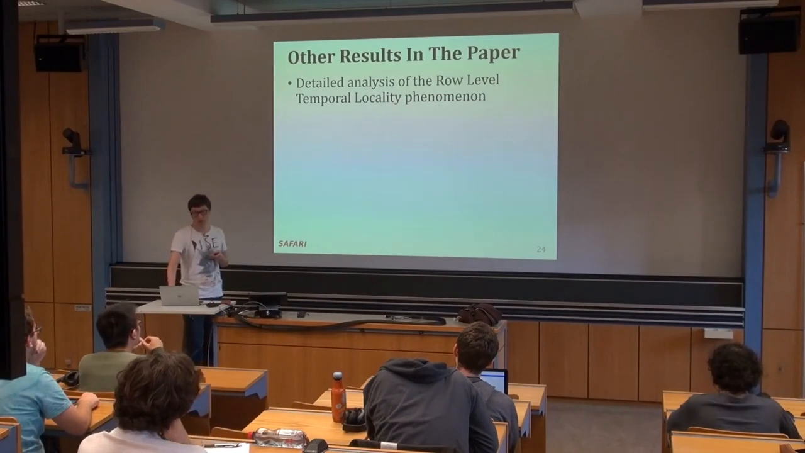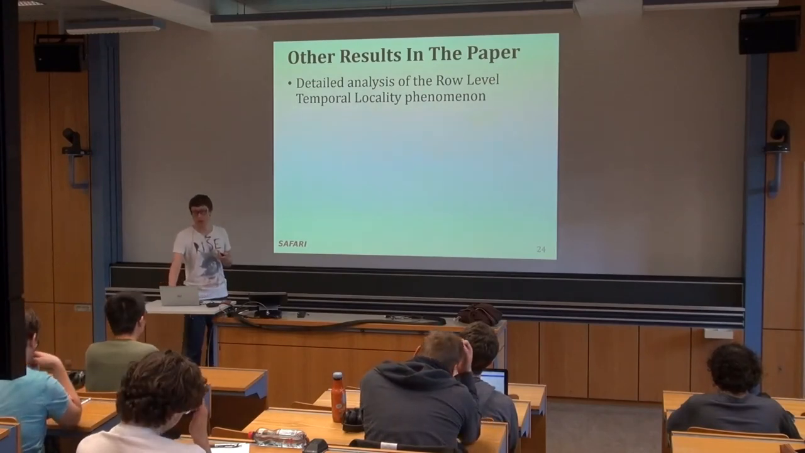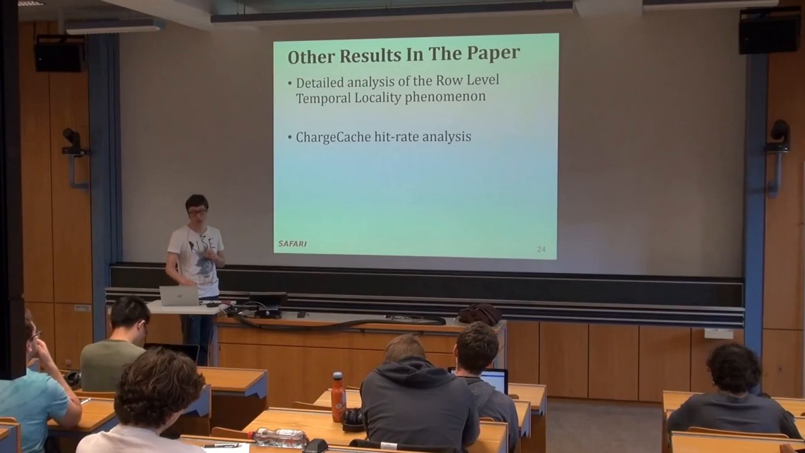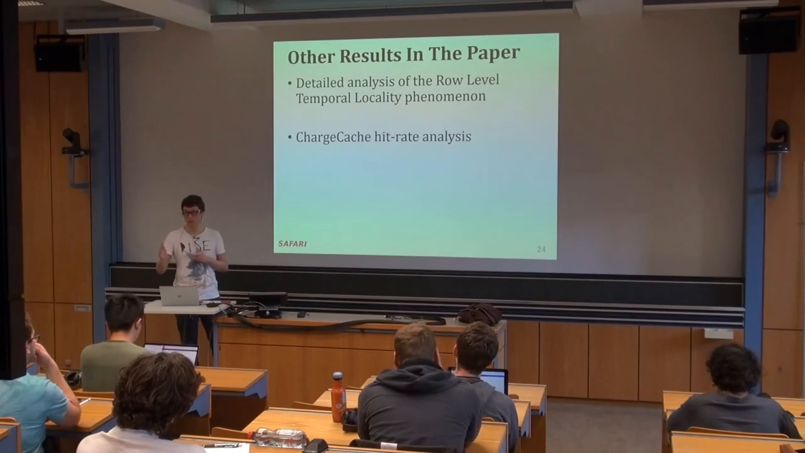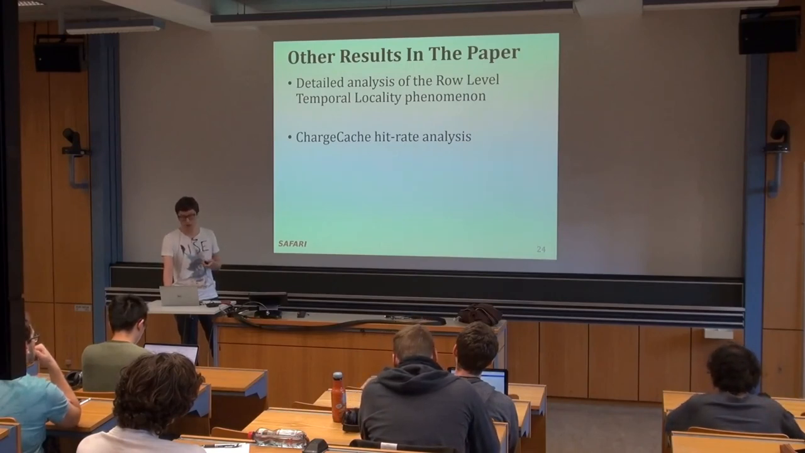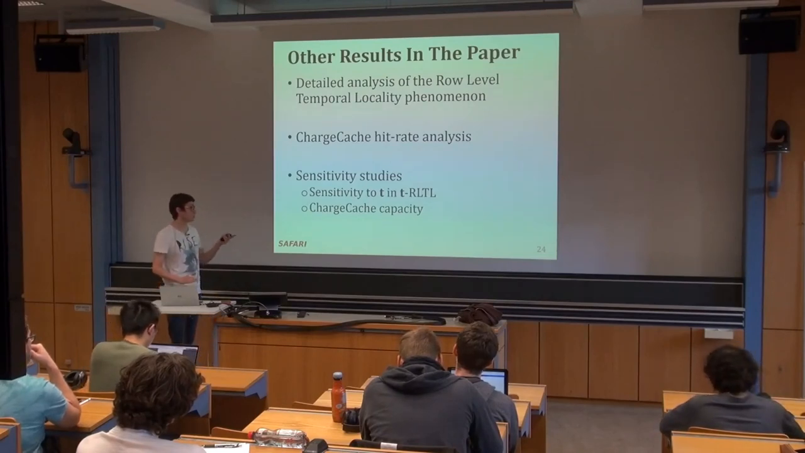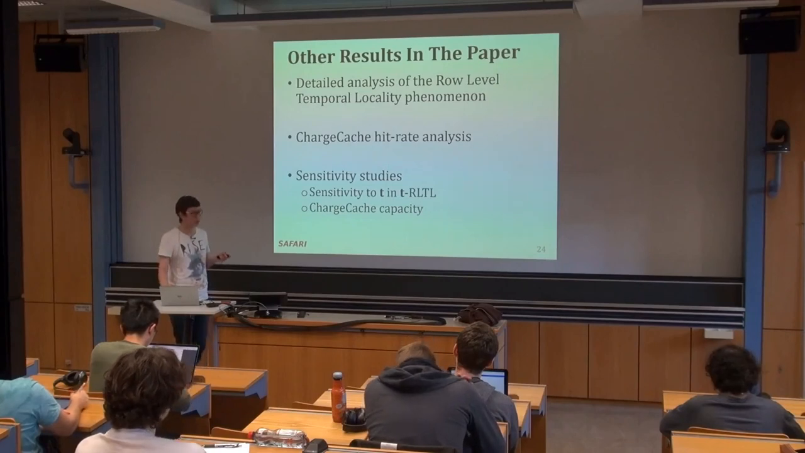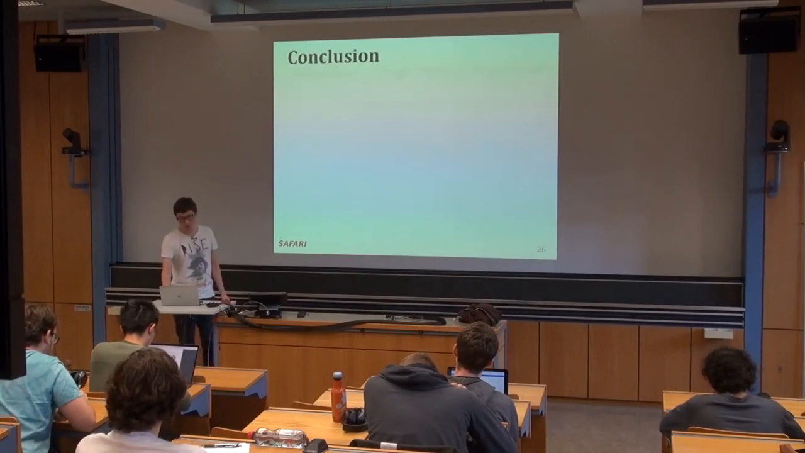We also have other results in the paper. We look at this row level temporal locality in more detail. So if you're interested, you can take a look. What are other observations based on this metric? We also do an analysis on what is the hit rate of this ChargeCache table. We sweep the size of this table, change the number of entries, and look at how this hit rate changes, which affects the speedup that we get. And we have some other sensitivity studies. We look at the sensitivity to T in this tRLTL, which is the time window we set. And as I said, we also look at the ChargeCache capacity.